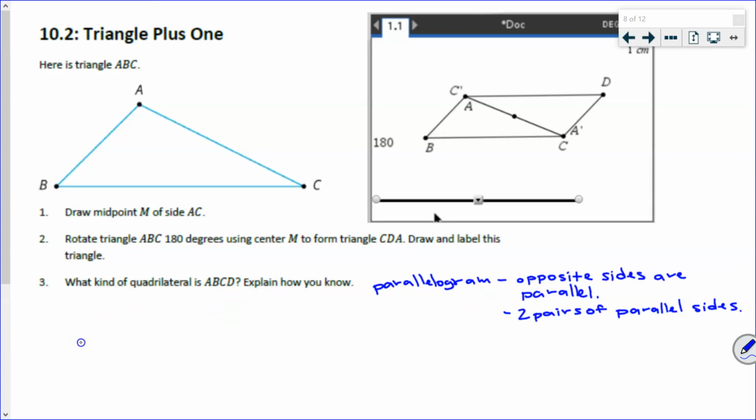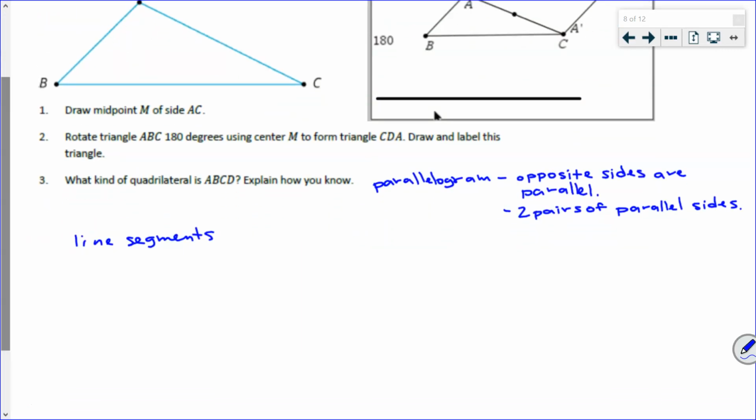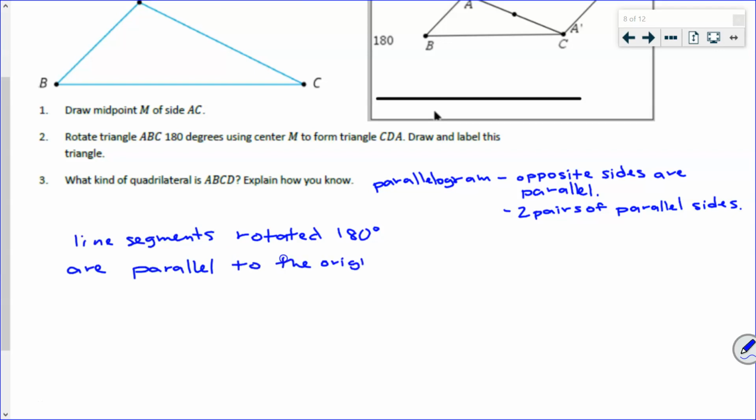We know it's a parallelogram because, we're writing this down, line segments rotated 180 degrees, I'm not going to say become, I'm going to say are parallel to the original line. We observed that yesterday. That was one of the key things that we highlighted.